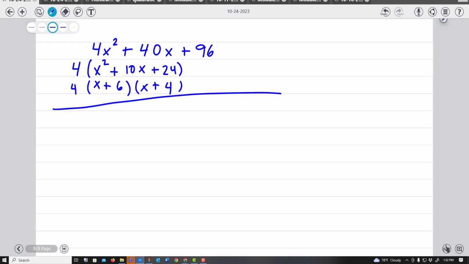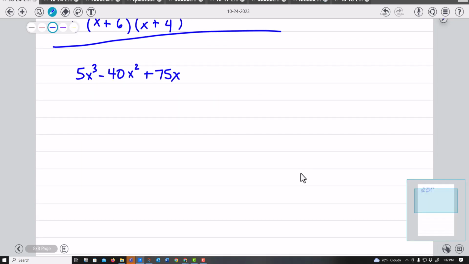Let's try another one. So let's get a little more difficult. 5x cubed minus 40x squared plus 75x. Now, I would look at this and say, but we ain't done nothing with those cubes that high. But notice every single term has an x, so I probably could factor that out. And I see they all end in 5 or 0, so I probably could even factor out a 5.